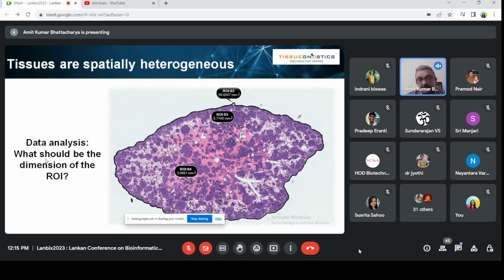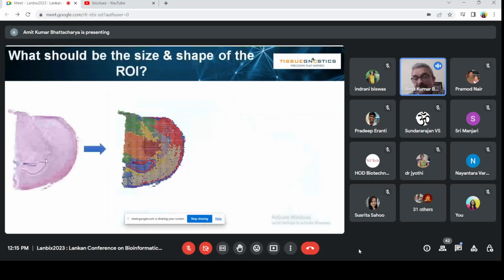Now, tissues are spatially heterogeneous. The question, therefore, is if one has to do data analysis, what should the ROI be like? Because there is spatial heterogeneity, the ROI should be as small as possible, and therefore you can do justice to heterogeneity itself. But then, is it really relevant to go very small? How relevant is the ROI size for analysis?